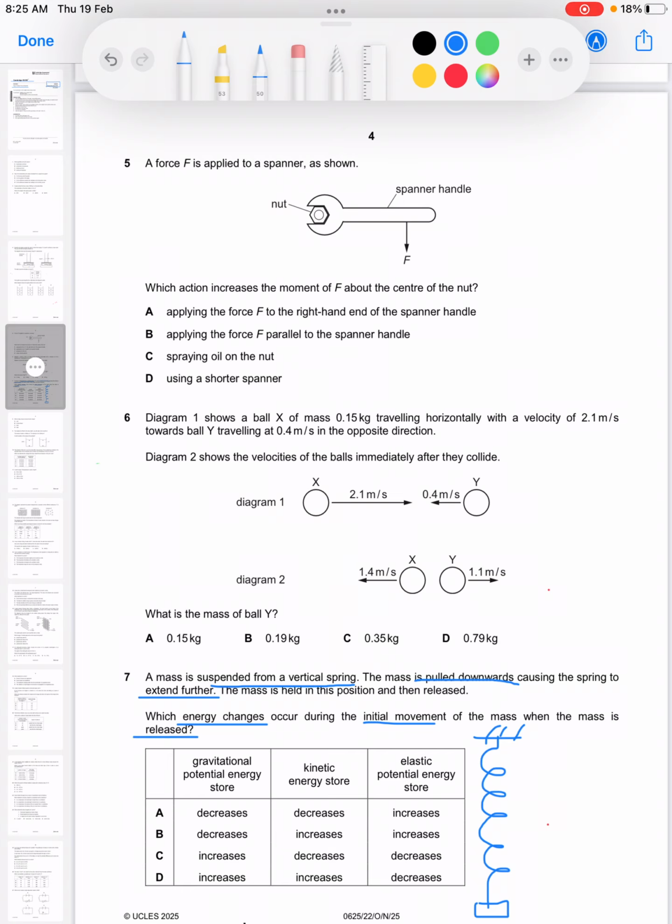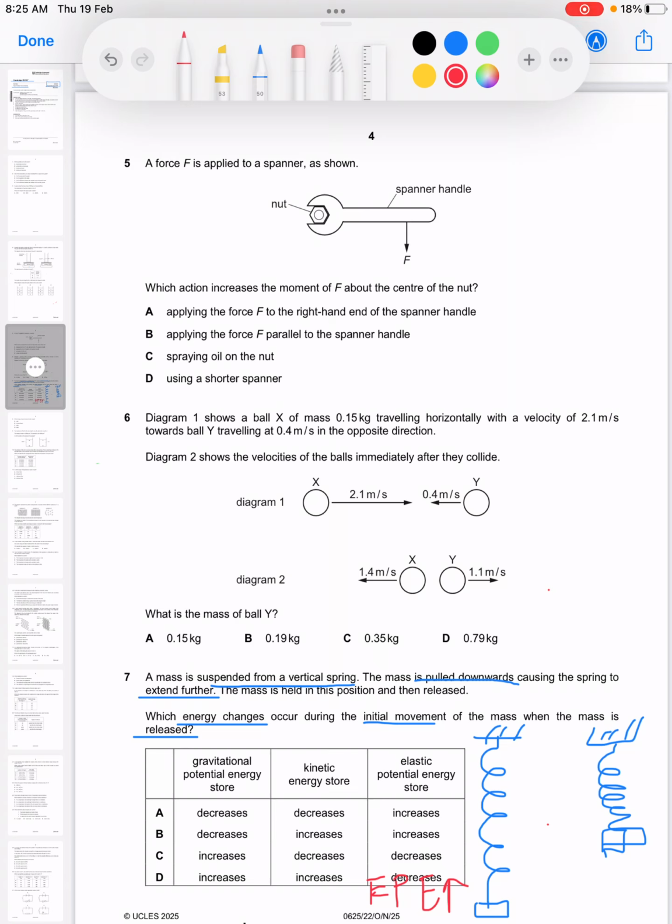Means now mass is released. So one new position is like this one, right? So let's compare both of the energies in both of these cases, right? So when it is in the extended position, means we have elastic potential energy maximum, right? It is extended means elastic potential energy is stored in it, right?